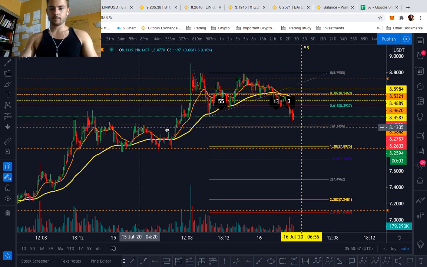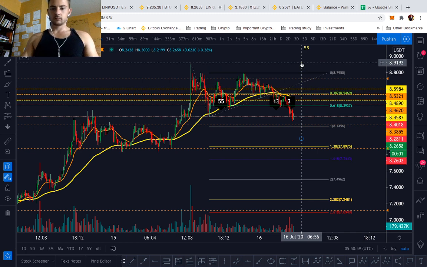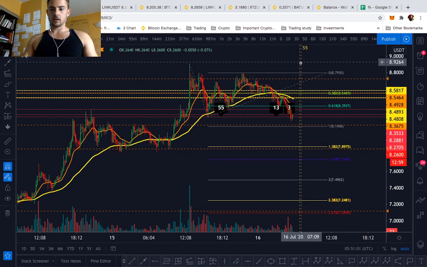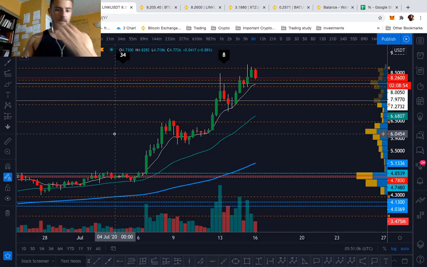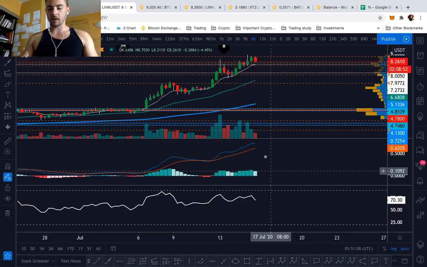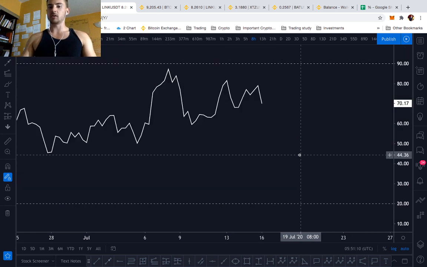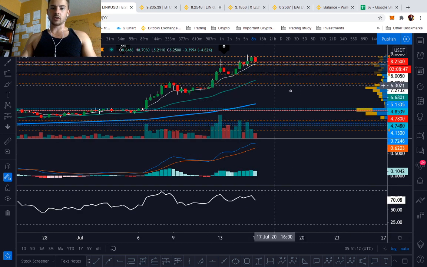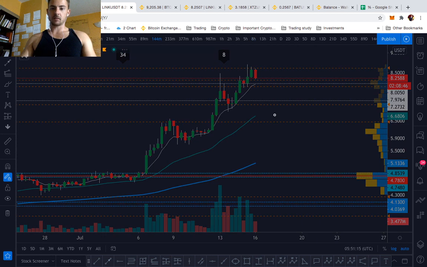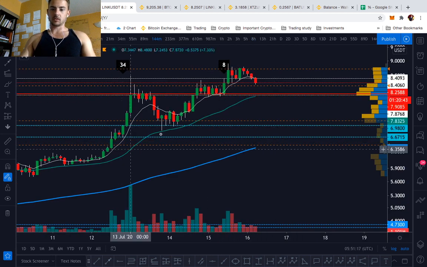Okay, and here's, what's it called, a timing indicator that I'm looking at. So that's my Link update video. Here's the 8-hour chart. We haven't crossed over yet, and it looks very bearish on that chart. These time frames are kind of important. We're still above in that zone right here.